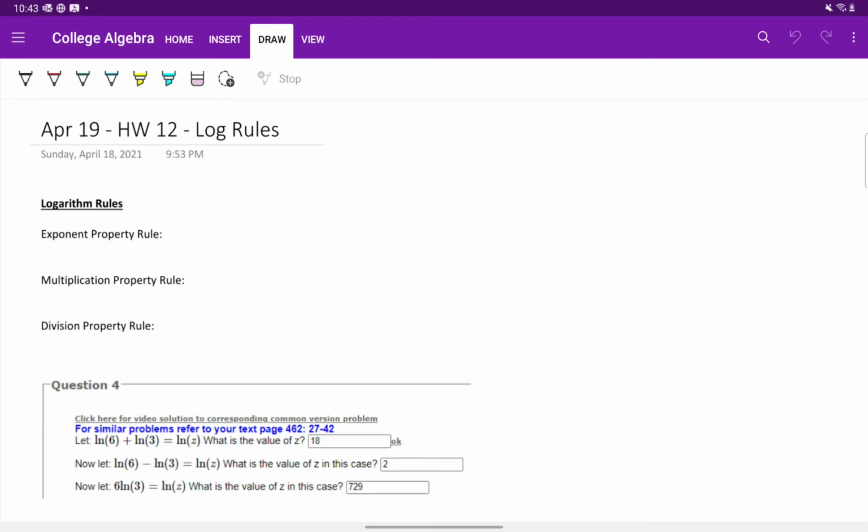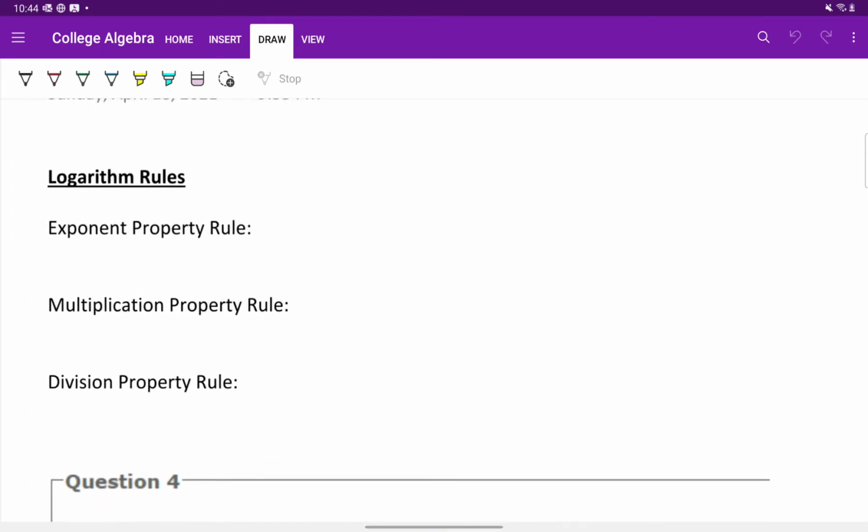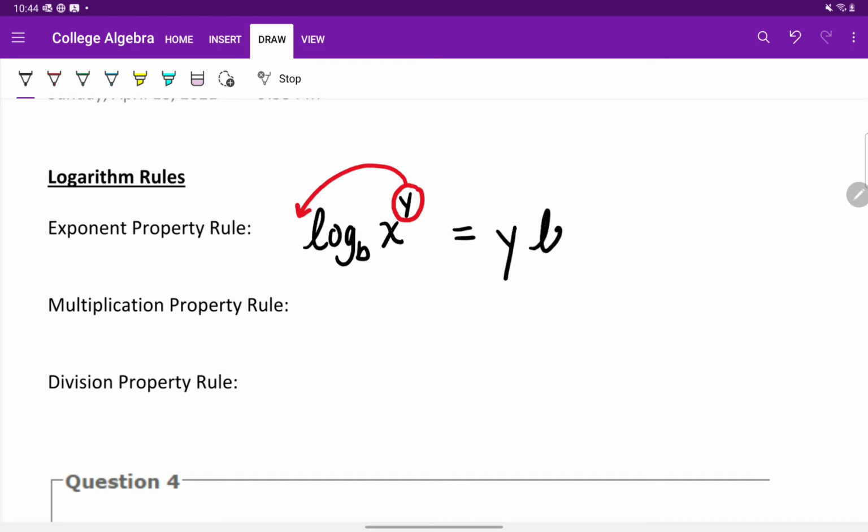There are 3 rules that we haven't talked about yet that help us to simplify our problems and solve for variables. So the first rule is an exponent property rule. And here's how this works. If you have a log base b of x to the y power, this exponent is allowed to pop out front of your logarithm. That's just a convenient property that we will use a lot. So you could rewrite this as y times log base b of x.